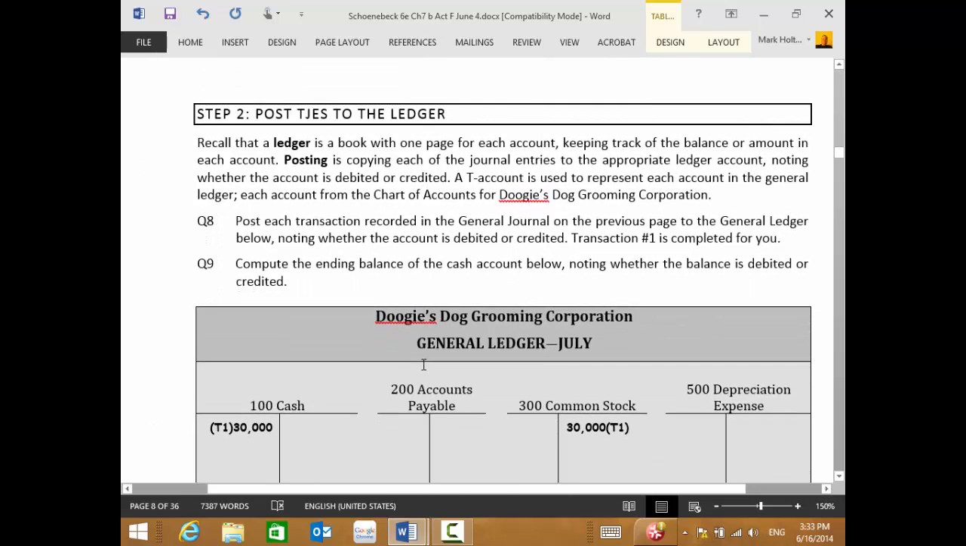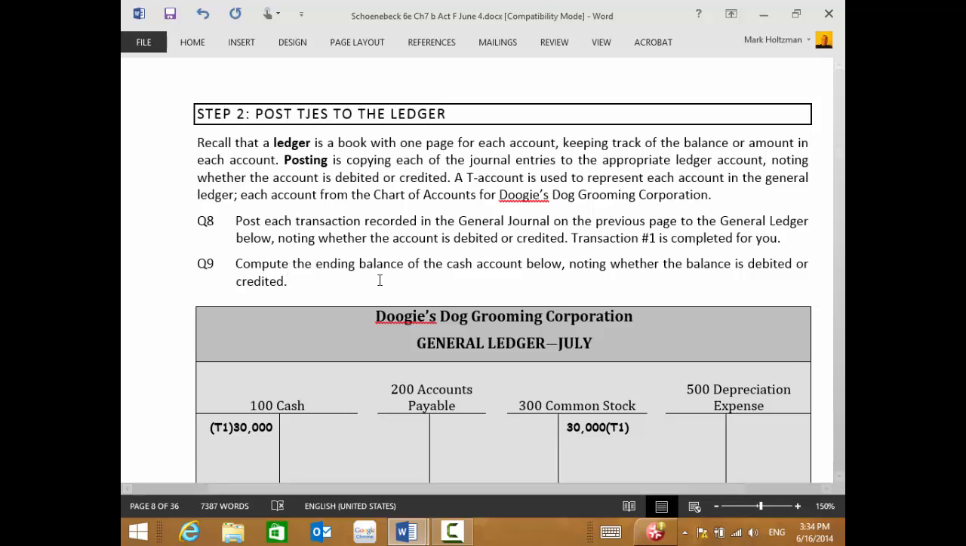Now, the next step is to post these to a ledger. And the ledger is actually a book. In the old days, it would be a book with one page for every account. So remember all the accounts we had in Activity 84? We had cash, accounts receivable, inventory and stuff, right? So you would have one page for every account, and then you keep track of all the debits and the credits that you made to that account.